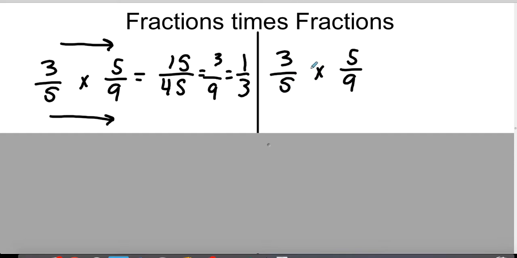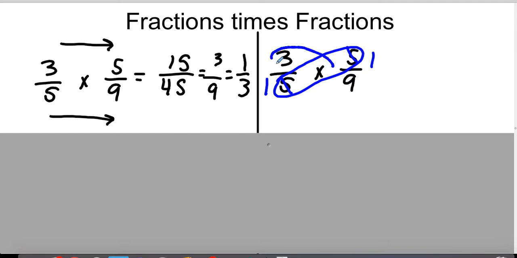So on this side, I will complete this in blue. Now, this is the same problem as the previous example. 3/5 times 5/9. And what I'm going to do, instead of multiplying and then reducing, I'm going to reduce first and then multiply. So the reason they call it cross-canceling is because we're going to be moving across the fraction, so bottom left and top right. I can see that both the 5 and a 5 share a common factor of 1, so I'm going to cross out my original number and put a 1.